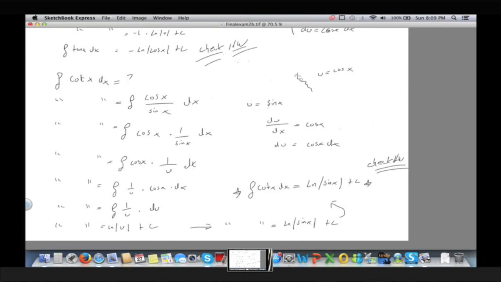So that's how you could have seen faster that it didn't work. You didn't actually have to try it out. You could have just said the derivative of cosine x is negative sine x, and there is no sine x in the integral, only a 1 over sine x, which isn't good enough. But in any case, you shifted to something else, and that did work. Okay, so now we know how to take that antiderivative.